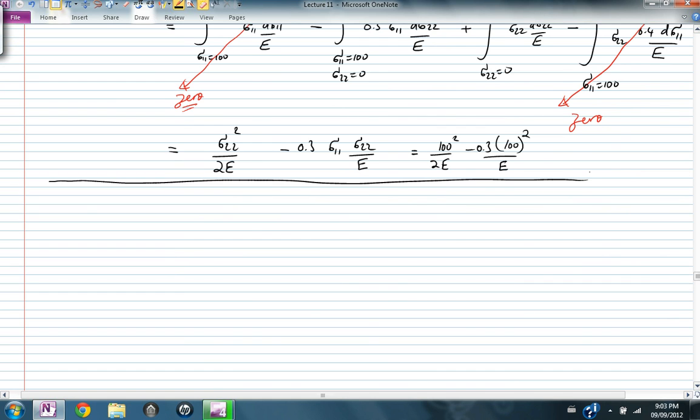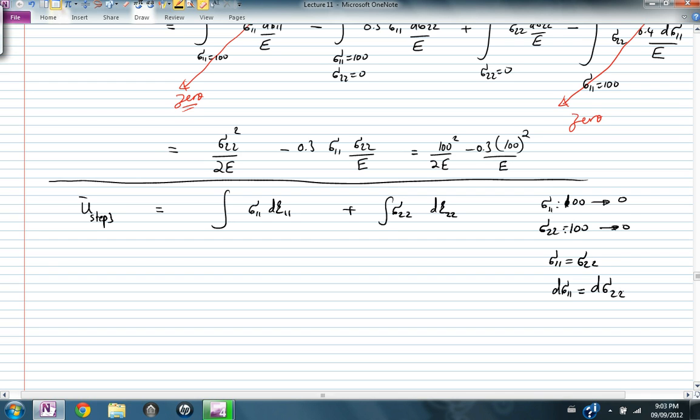In this last step, sigma 1 d epsilon 1 plus sigma 2 d epsilon 2, and here sigma 1 goes from 100 to 0 and sigma 2 goes from 100 to 0. So I'm going to utilize that sigma 1 is equal to sigma 2, which means that d sigma 1 is equal to d sigma 2. And instead of d epsilon 1, I'm going to utilize the relationship above. So this is equal to sigma 1, d epsilon 1 is equal to d sigma 1 minus 0.3 d sigma 2, but they're the same, so I'm going to use d sigma 1.